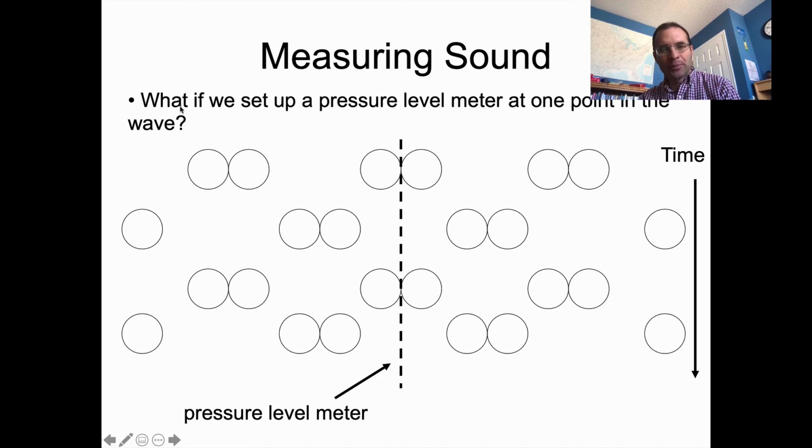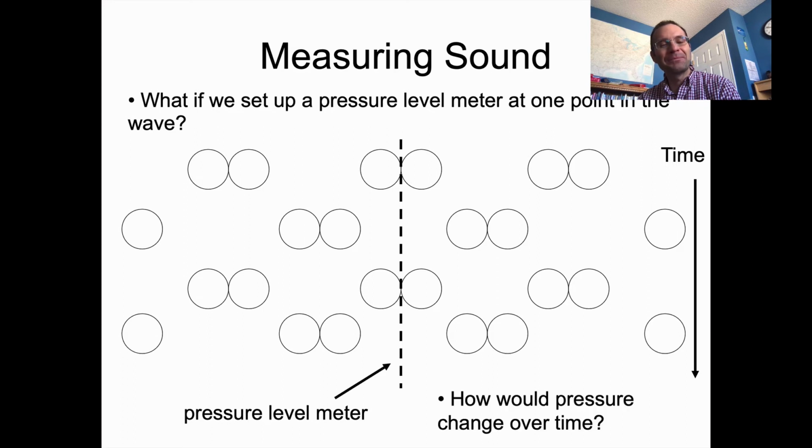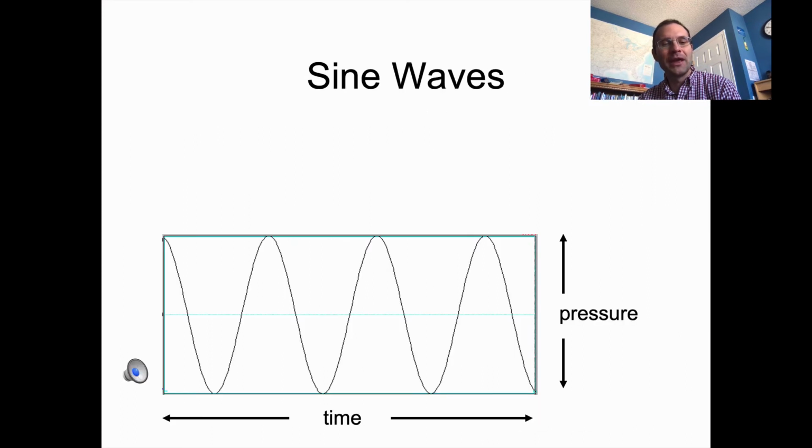What do you think the output of that would look like? Say this is my microphone or maybe my ear, and I found a way to record my ear's perceptions of things. What would the output of this pressure level meter look like? I'll give you a second to think about it. And maybe you have intuited the answer. I hope you did. But either way, this is the way that air pressure would change over time.